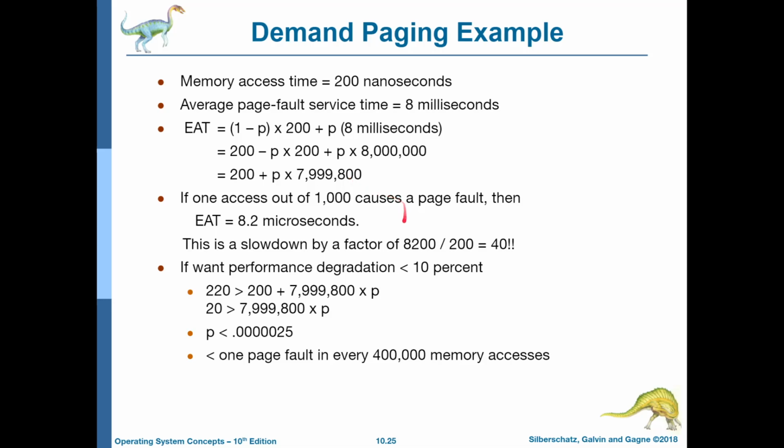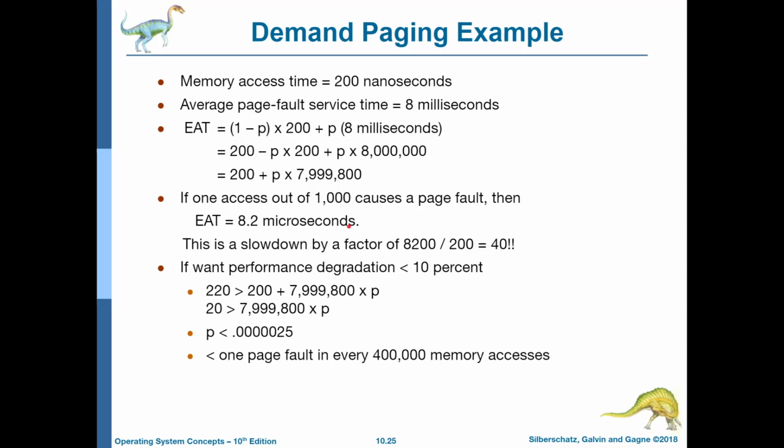So let's say that 1 out of 1,000 memory accesses causes a page fault. This tells us, based on our calculation, that our EAT, estimated average access time, is going to be 8.2 microseconds, which is a slowdown factor of almost 40 times. This is only 1 out of 1,000.